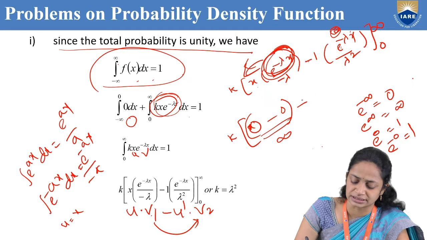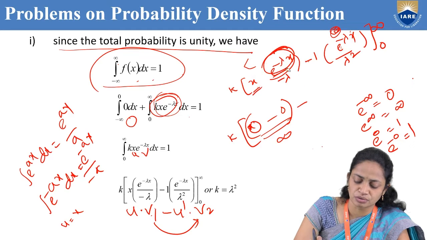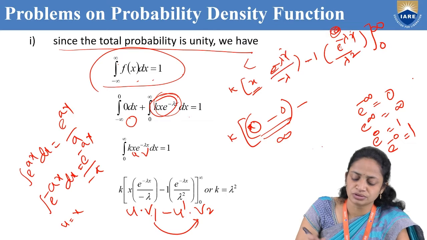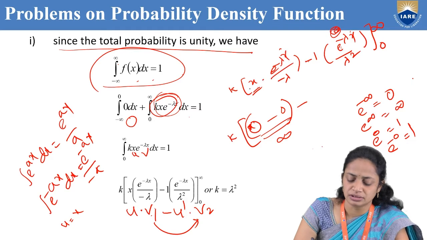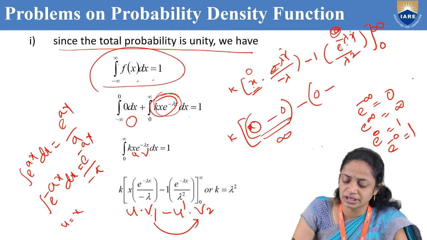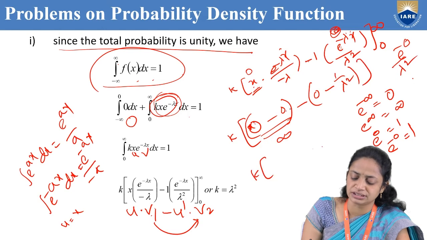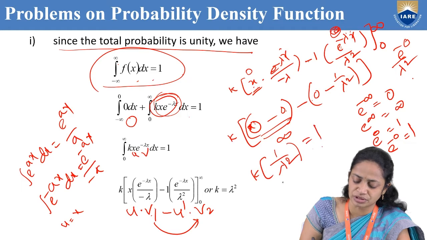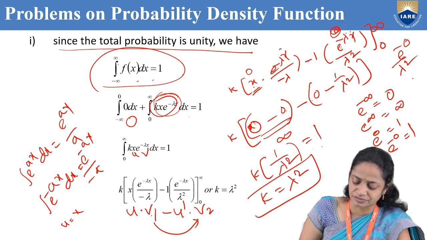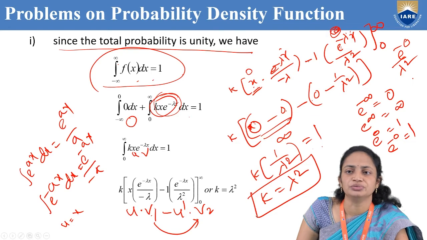So 0 minus 0 minus. Now I am substituting the lower limit. In place of x I am substituting 0, so 0 into anything is 0. Then minus, substituting e power minus 0 by lambda square, that means 1 by lambda square, right? So k into 0 minus 0 minus 0 minus, plus 1 by lambda square, and 1 by lambda square times k equals 1. From this k equals lambda square. So this is the k value.